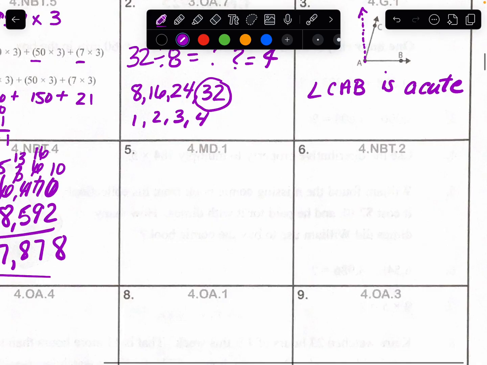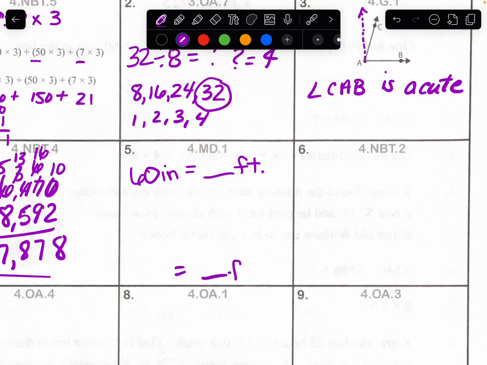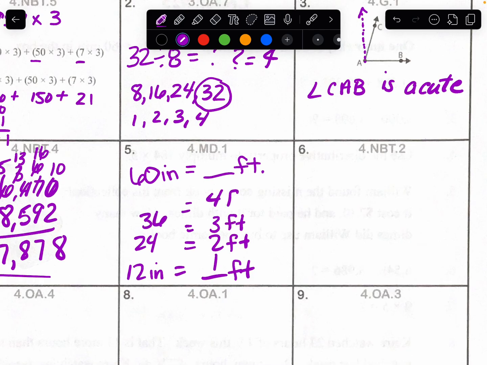All right, number 5. Stacy went off the diving board that was 60 inches high. How many feet high was the diving board? So I need to turn 60 inches into feet. Well, you need to think 1 foot is 12 inches. Now, if you keep going up, 2 feet would be 24. 3 feet would be 36. 4 feet would be 48. And 12 more gives you 60 inches. So this would be 5 feet.